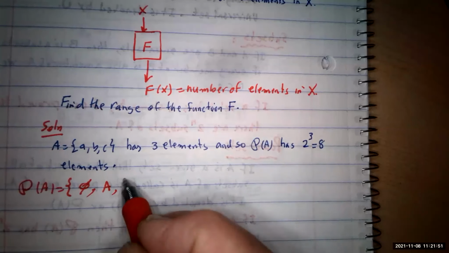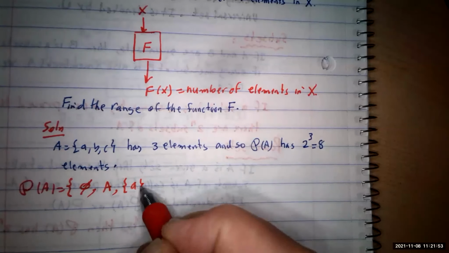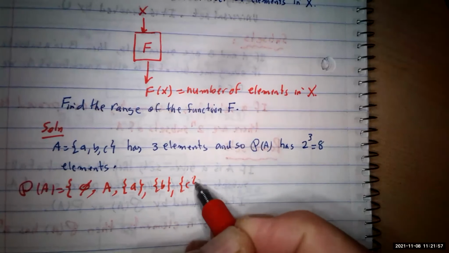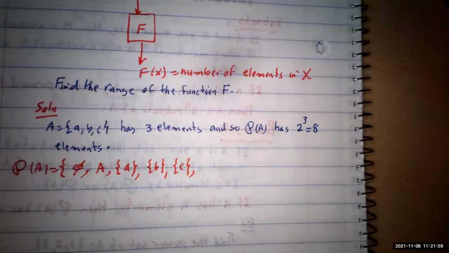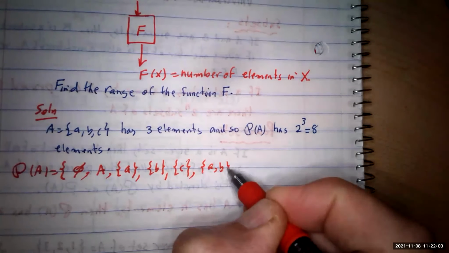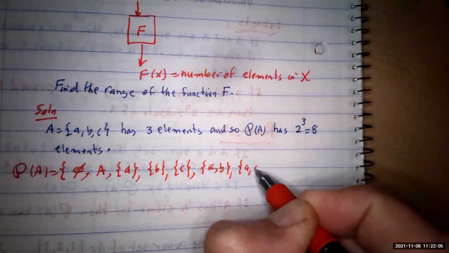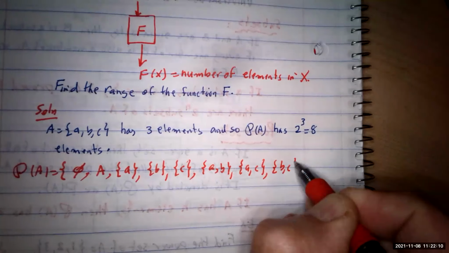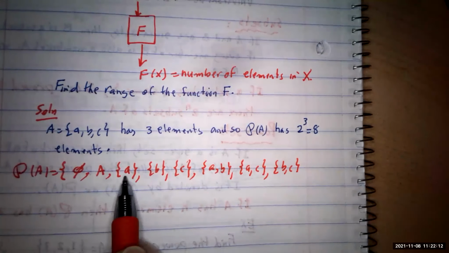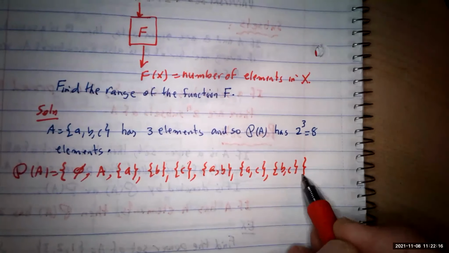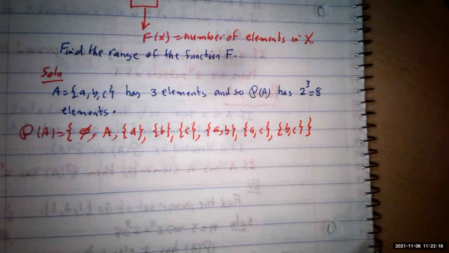Then we consider singletons. A set containing 1 element can be {A}, {B}, {C}. These are the sets with a single element. Then the sets with 2 elements are {A, B}, {A, C}. Remember, no order, no repetition. And {B, C}. You see, it's going to be 1, 2, 3, 4, 5, 6, 7, 8. These are all the possible members of the domain. Any question?